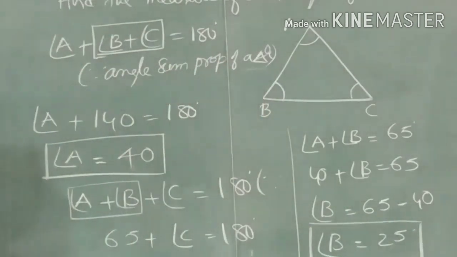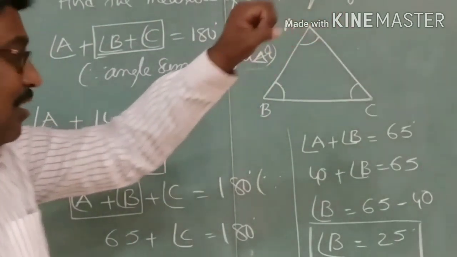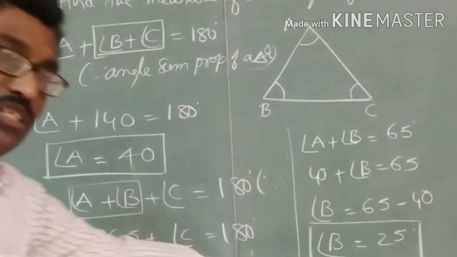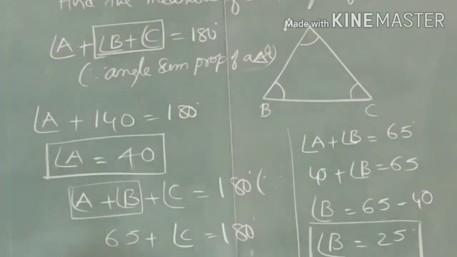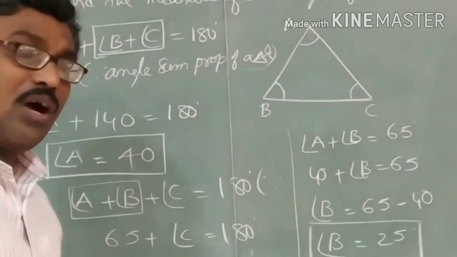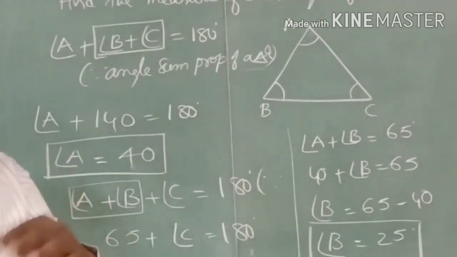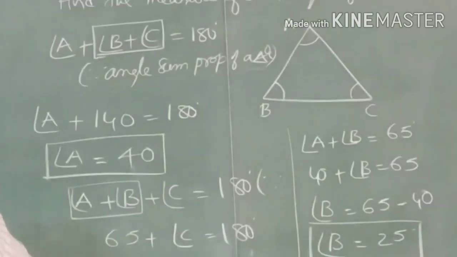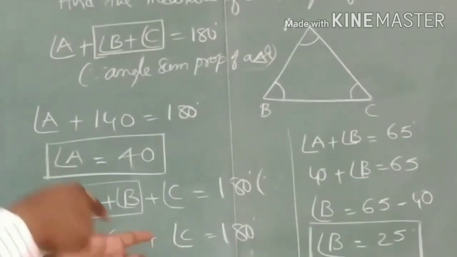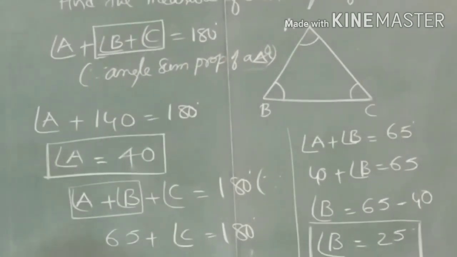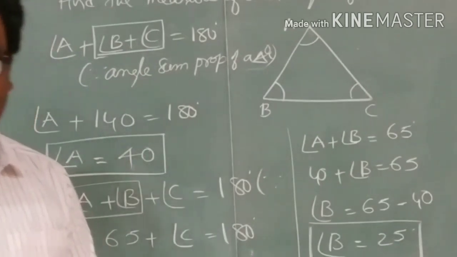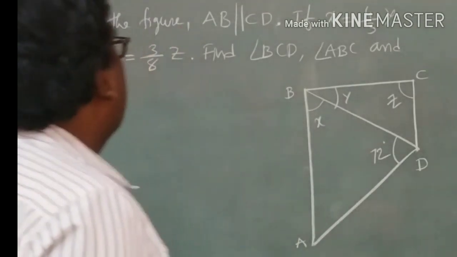Now what is he asking? Find the measure of each angle. A is 40, B is 25, C is 115. What is C? 115. Means more than 90? Yes. So more than 90 means what type of triangle it is? Good. Obtuse angle triangle. Okay, now one more example.